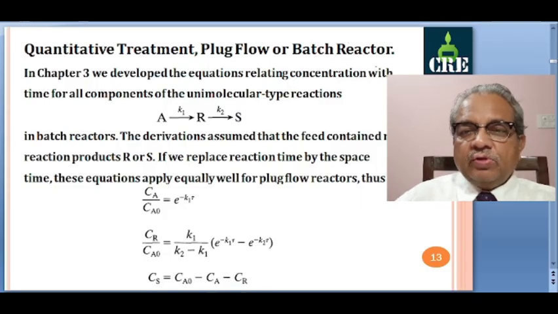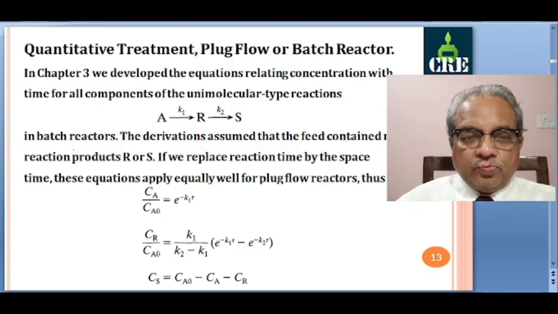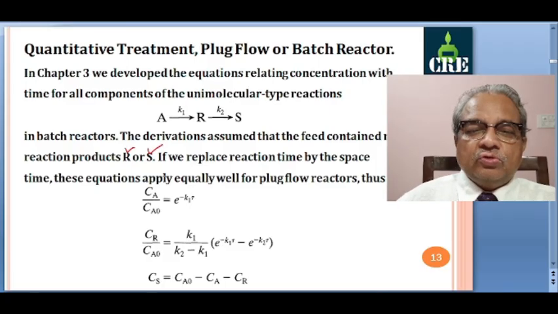So we have already derived the equations for batch reactor. Same results are valid for plug flow also, only you will replace t by tau. In chapter 3, we developed these equations relating concentrations with time for all components, for A gives R gives S with rate constants K1 and K2. In batch reactors, this we have already studied. The derivations assume that the feed contained no reaction products R and S: Cr0 is equal to 0, Cs0 is equal to 0.